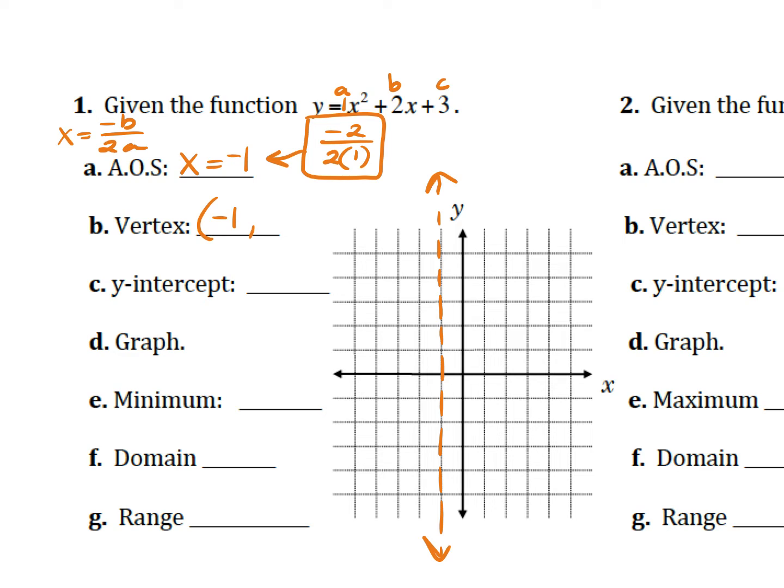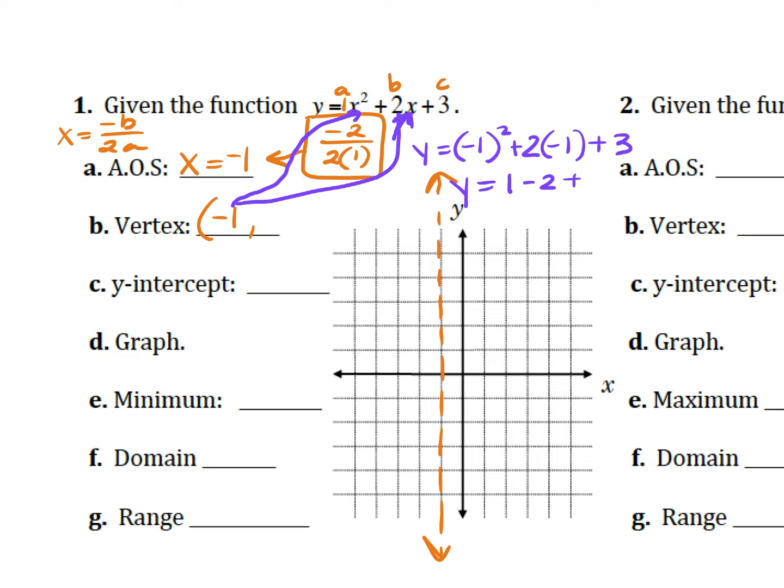How do we find our y value? Plug in -1, right? If we know it's x equals -1, then plug that in for x. So we're going to take this and plug it in here, and there, okay? So it's going to be y equals, parentheses matter, right? -1 squared plus 2 times -1 plus 3. So our y value of our vertex is going to be 1 minus 2 plus 3.